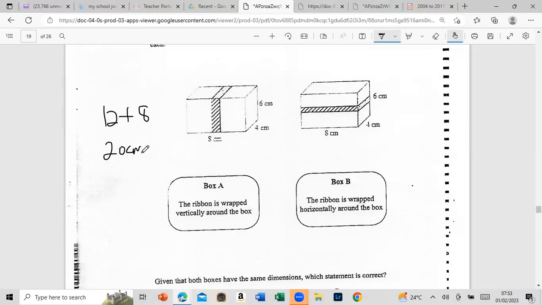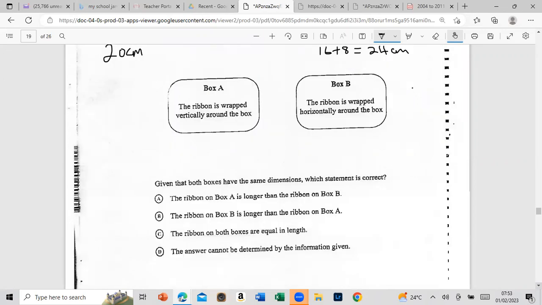Let us see now for this one. It's the same thing. From ear to ear is 4 also. Oh, it has to go across. Alright, sorry, I missed something. So these are 8 and 8, 16. And then when you go so, 4 and 4, 8. So the length of this ribbon has to be 16 plus 8, or 24. So that means that B should have a longer ribbon. The ribbon on box B is longer. Yeah, that is correct. Alright.